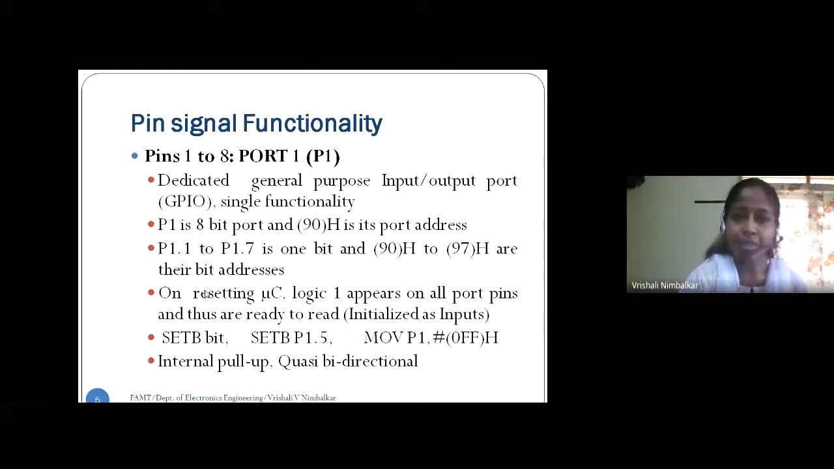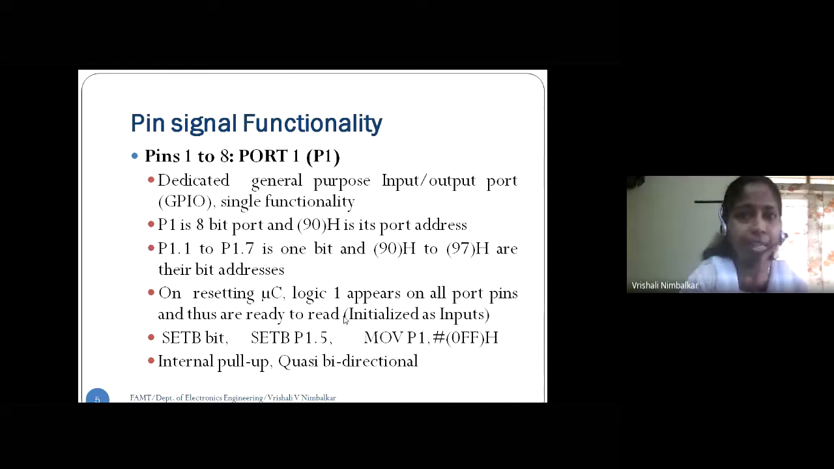And when you reset the microcontroller, logic 1 automatically appears on all the port pins. So when we power on or reset the microcontroller, what appears on port 1? It's logic 1 everywhere on all those 8 pins. Correct? And what does that indicate? All the bits are ready to read, meaning they are initialized as input. So whenever you power on or reset the microcontroller, logic 1 appears on the pins and they are initialized as input pins.